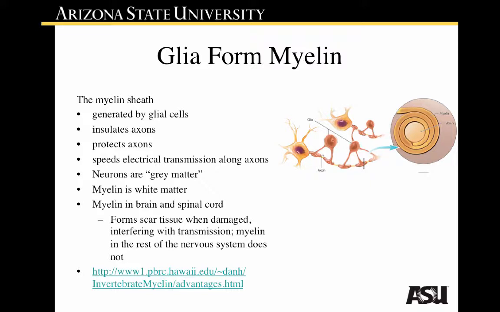These are referred to as white matter. So glial cells are typically what we refer to as the white matter in the brain, whereas the neurons are referred to as the gray matter in the brain. So myelin is found throughout the brain and spinal cord, and it forms scar tissue when it's damaged and interferes with transmission later on. In the rest of the nervous system, it does not do that.